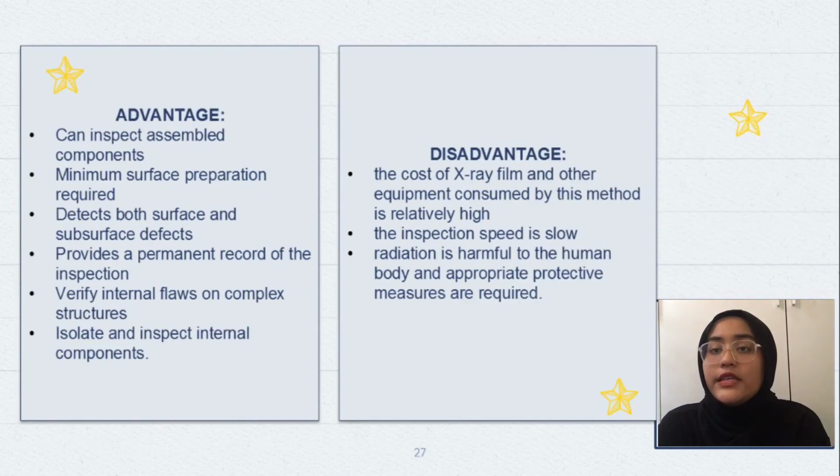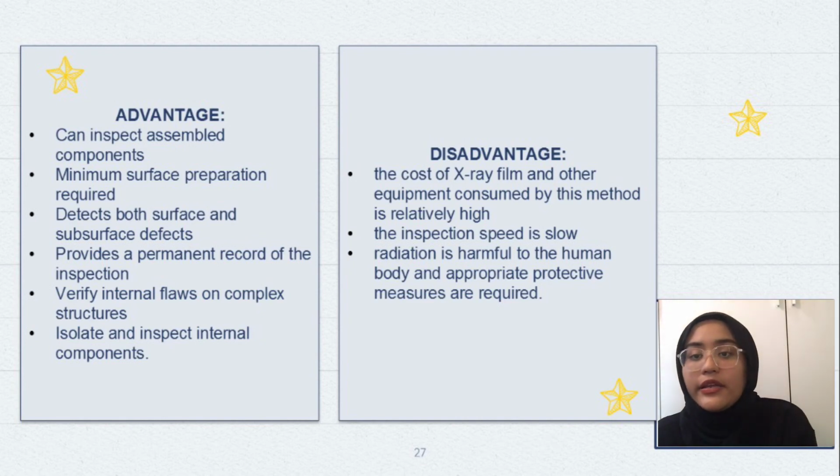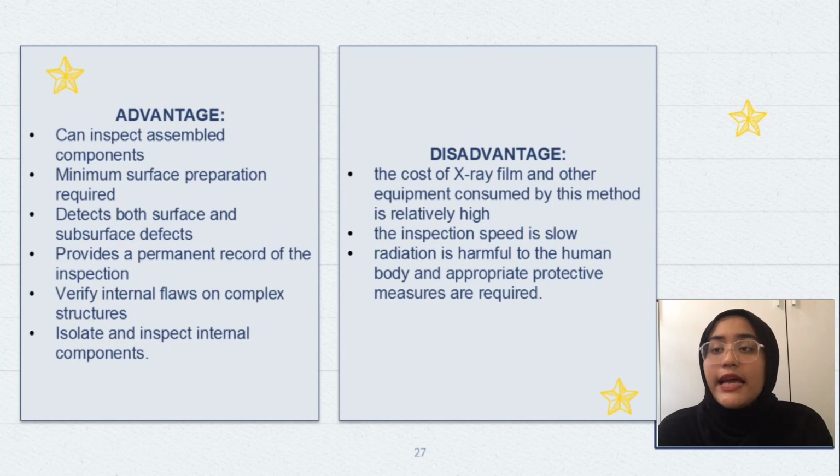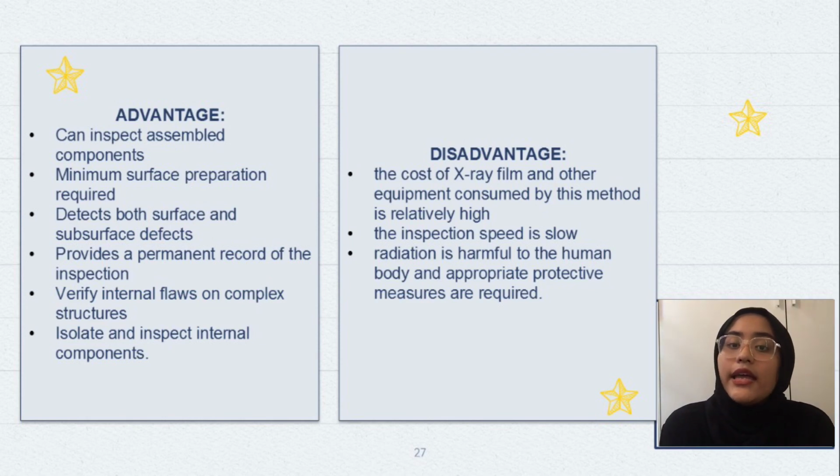The advantages of this method: it can inspect assembled components, we don't need a grand surface preparation, it will detect both surface and subsurface defects, provides a permanent record, verifies internal flaws on complex structures, and isolates and inspects internal components. The disadvantage is the cost. It is relatively high, and the inspection takes a long time because it is so slow, and the most important one is that radiation is very harmful to humans, so we need to be prepared by wearing protective measures.